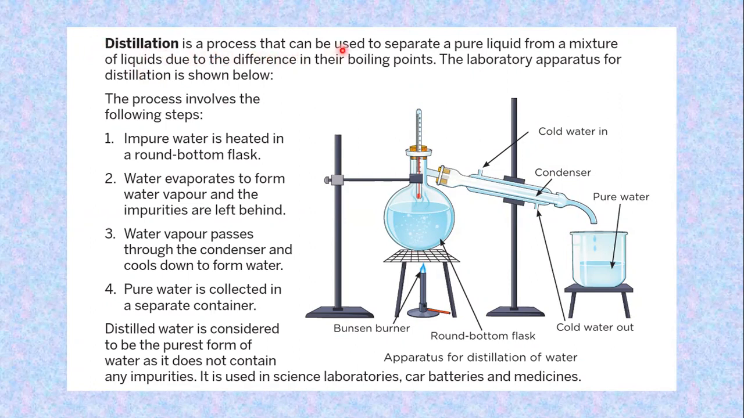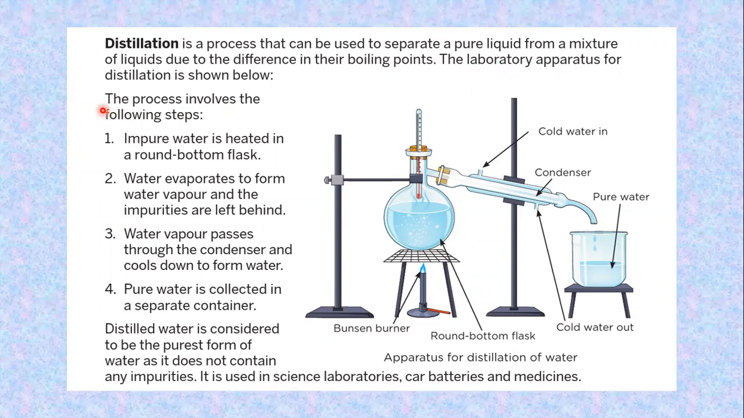Distillation is a process that can be used to separate a pure liquid from a mixture of liquids due to the difference in their boiling points. It can even be done to separate two different liquids, like a mixture of, let's say, alcohol and water. Those two also can be separated where the boiling point is different. But here we will talk as if there are salt impurities. So the salt impurities will stay back in this flask, and the clean water will come in the other flask. The laboratory apparatus for distillation is shown below.